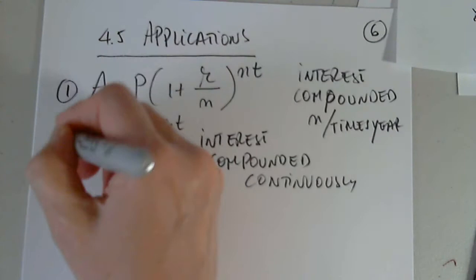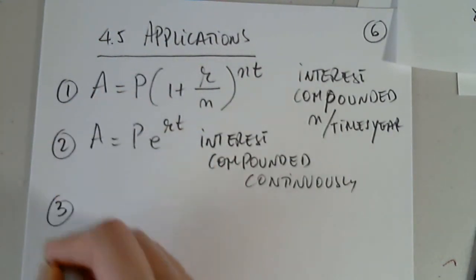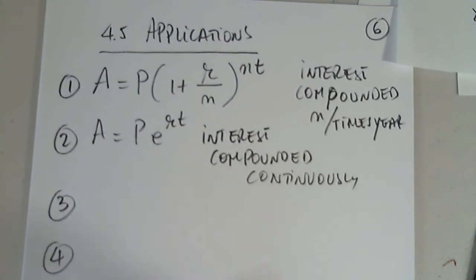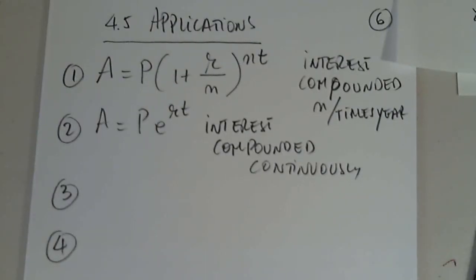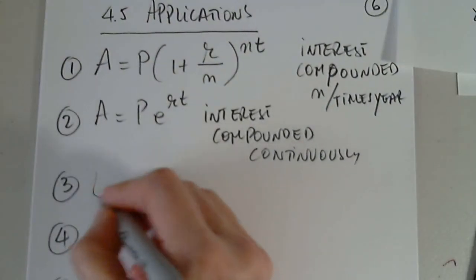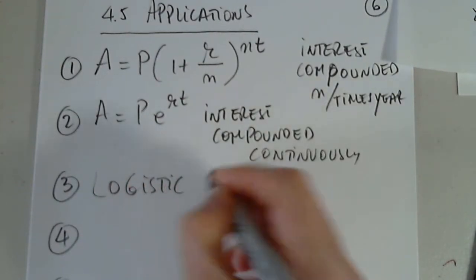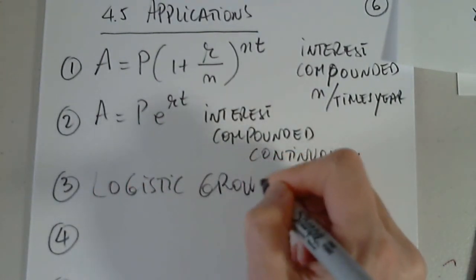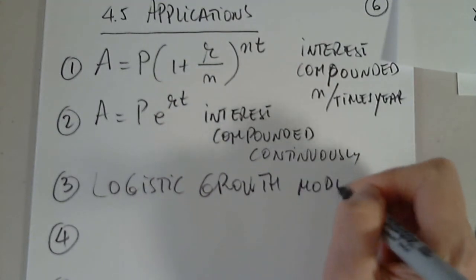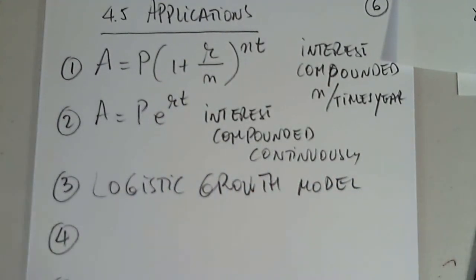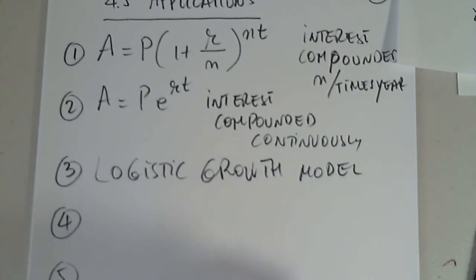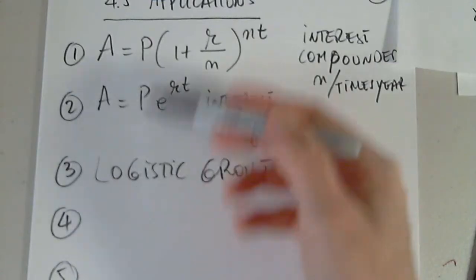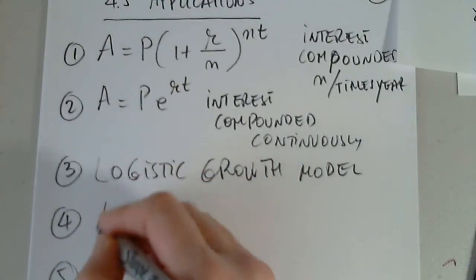So this is the first application, the second application. There are so many, but we are only going to look at 3 more. One of them is something called the logistic growth model. You don't have to memorize it. It will be given to you. And we're going to start with a problem like that, and 2 others, and you're going to tell me if you see any resemblance here.